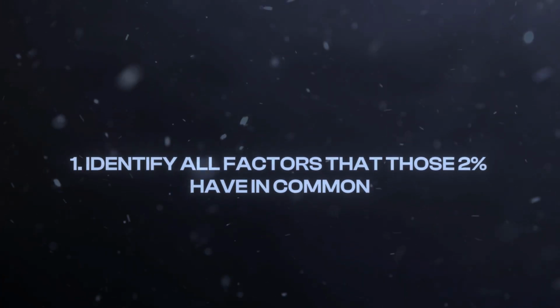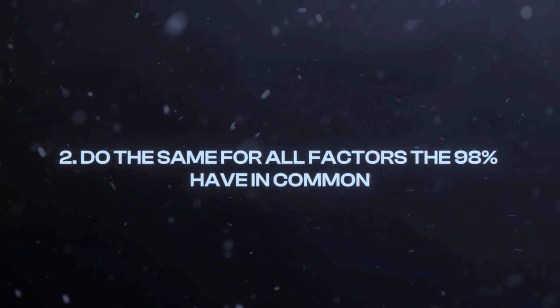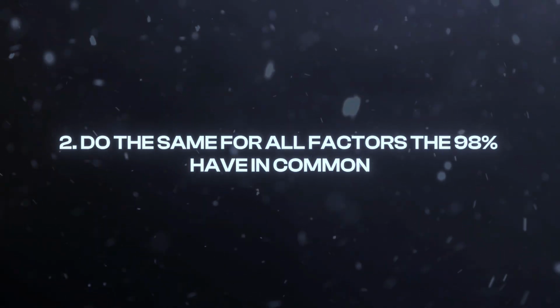A more objective approach would be the following. Number 1, identify all factors that those 2% have in common. It could be things you can't personally control, such as their background, age, social status, inherited wealth, etc., as well as things that you could conceivably control, such as their network, their experience, their skill level, and so on. Number 2, do the same for all factors the 98% have in common. What commonalities do you see?